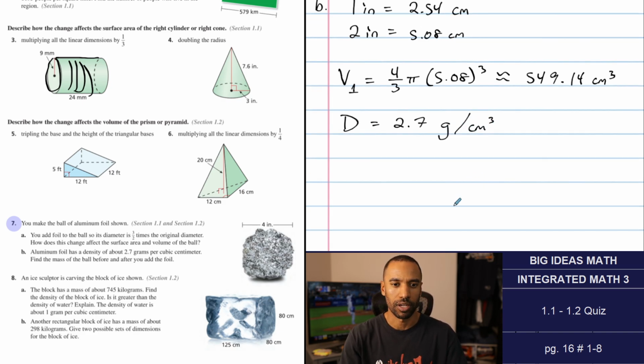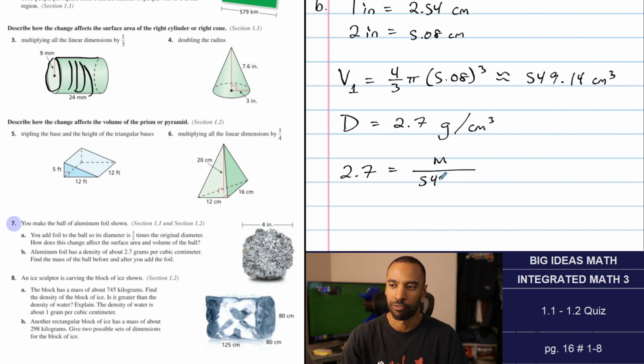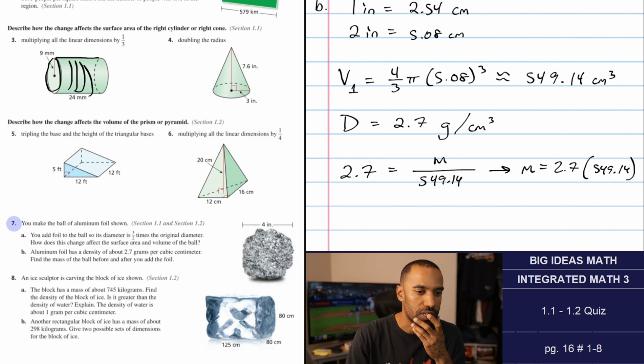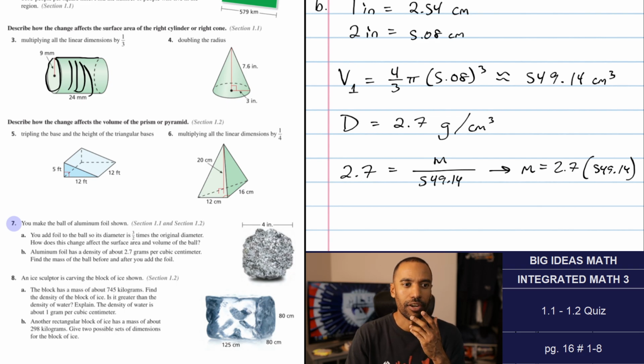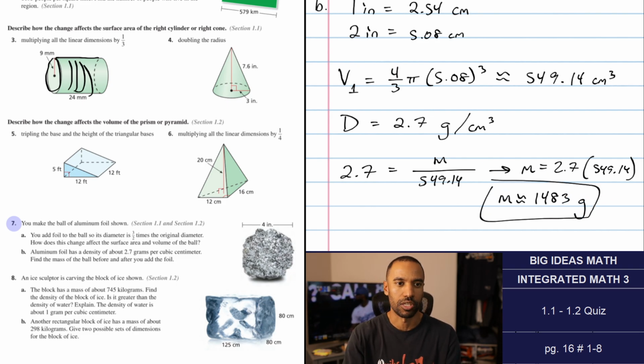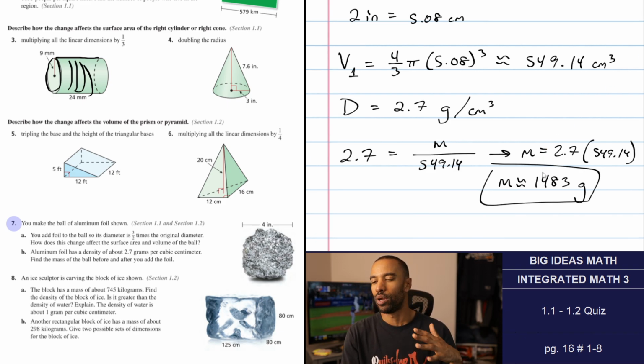So what's the mass of the ball in grams? They don't ask you what specific thing, so we're going to use grams. So 2.7 is mass over this volume, 549.14. So we got to multiply 2.7 by 549. Remember, I have an exact answer on my calculator, but I'm going to do 2.7 times that number. And here I'm getting 1,482.66662. So mass is about, I'll say 1,483 grams. I don't know if that's the appropriate rounding for that, but that's the one that I'm going to use. So 1,483 grams.